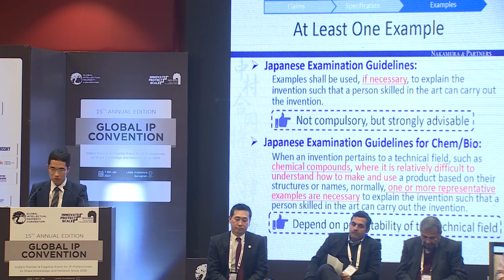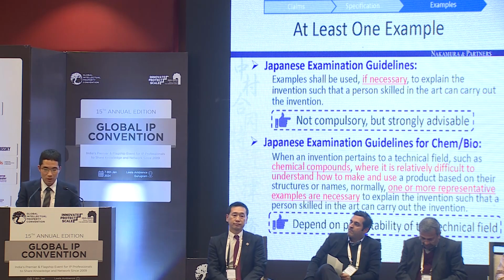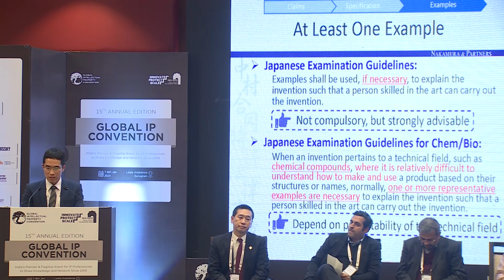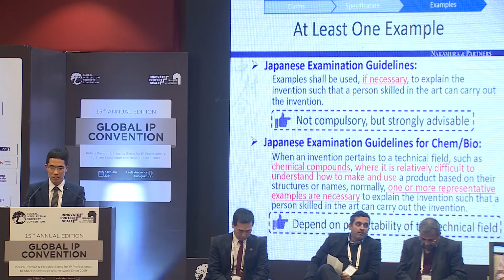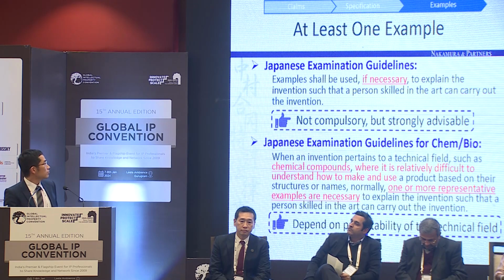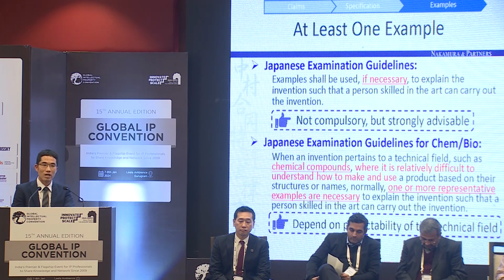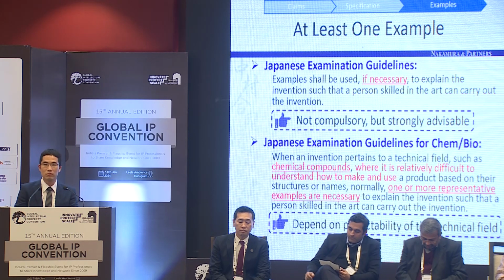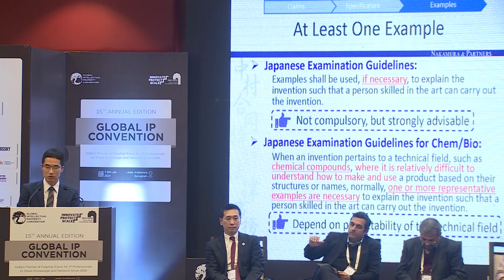So I'd like to talk about examples. We recommend including at least one example. Japanese examination guidelines state that examples shall be used if necessary to explain the invention. So the examples are not compulsory, but actually strongly advisable, especially for chemical and biological inventions.